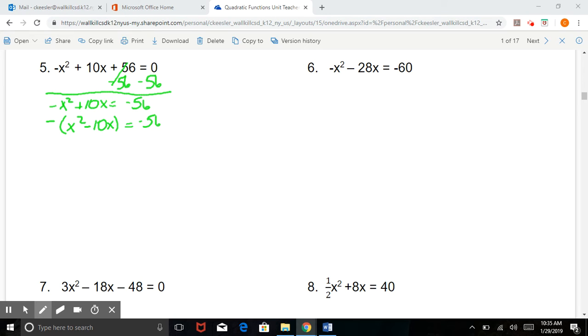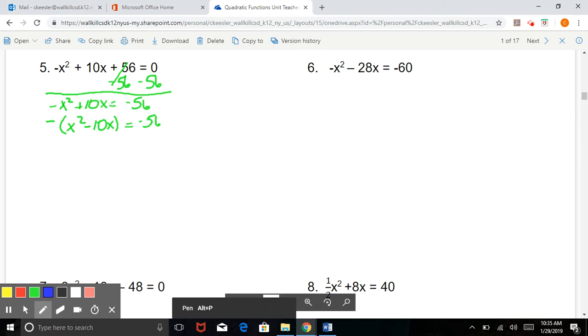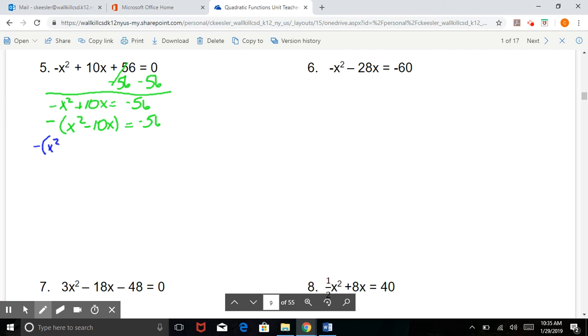And now we're going to start the process of completing the square. So in this case, half of negative 10 is negative 5, and negative 5 squared is positive 25. So we have negative parentheses x squared minus 10x plus 25 minus 25, close the parentheses, equals negative 56. So notice that all has to be in the parentheses because we factored out the negative sign.